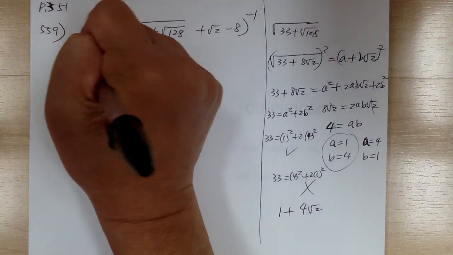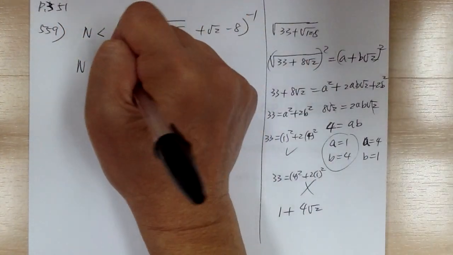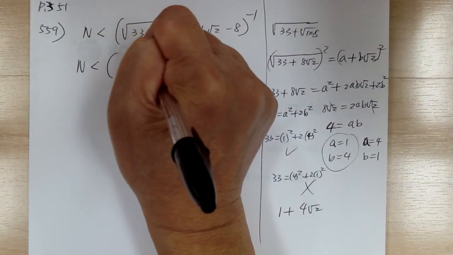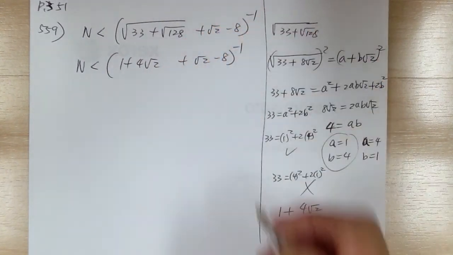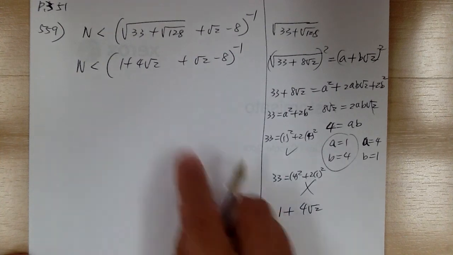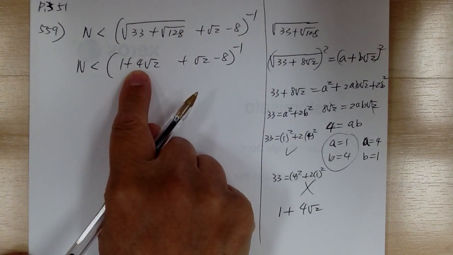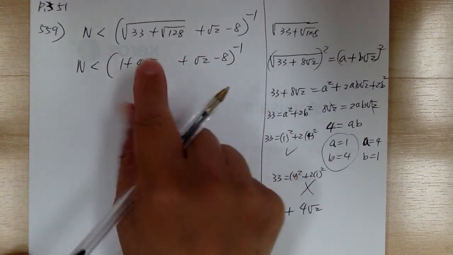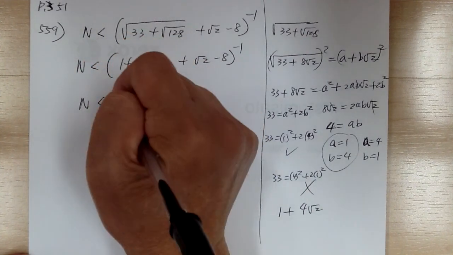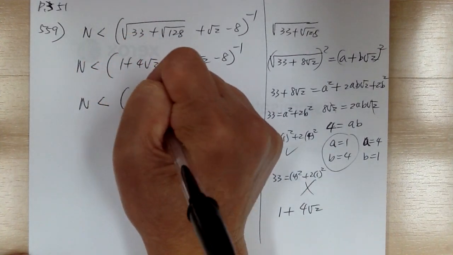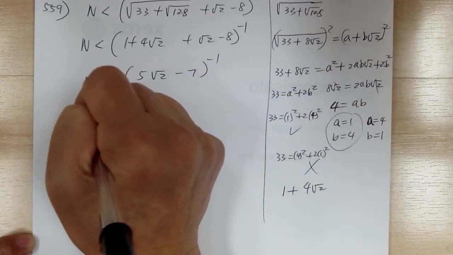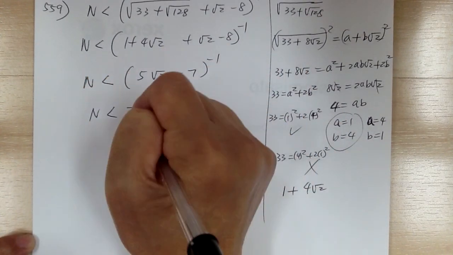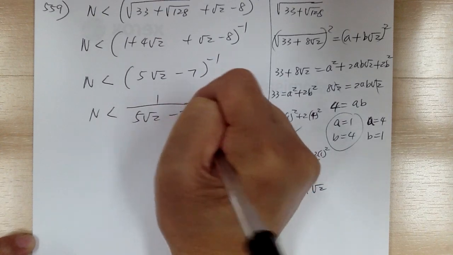So that's going to substitute back in here. So this will equal 1 plus 4 square root of 2. Okay? So once we get this part, now the rest is not too bad. So it's going to get rid of that. So n had to be less than the reciprocal of 5 square root of 2 minus 7. So n had to be less than 1 over 5 square root of 2 minus 7.